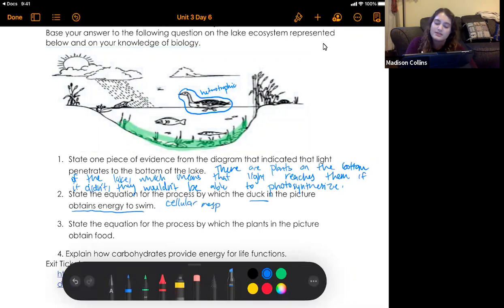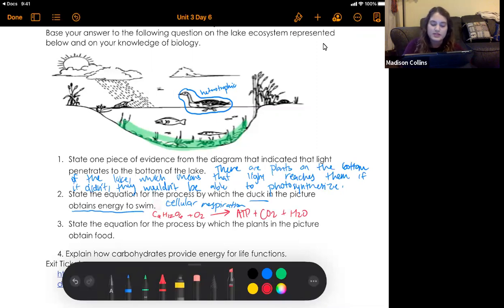Right? And the formula for cellular respiration is going to be, he takes in glucose and he breathes in oxygen, and he uses those molecules. They go into his mitochondria, and he uses them to produce ATP, carbon dioxide, and water.